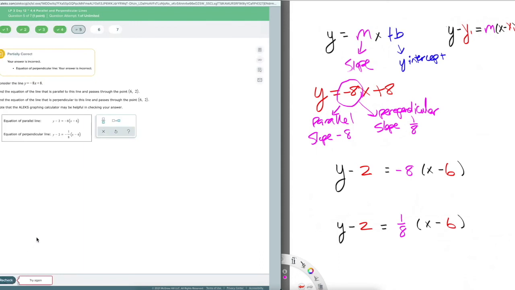Uh-oh, which part did I type incorrectly here? Oh, I put a negative on there. I forgot to take my negative off when I copied that. There we go. Recheck. All right, there we go.